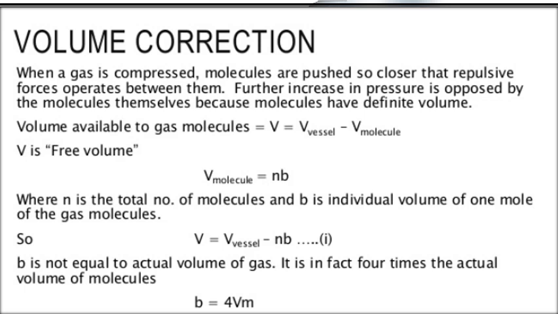So you can write the above equation like this: V is equal to V vessel minus nb, right? Now b is the effective volume of the gas molecules. Listen carefully: it is not the actual volume of the gas molecules.